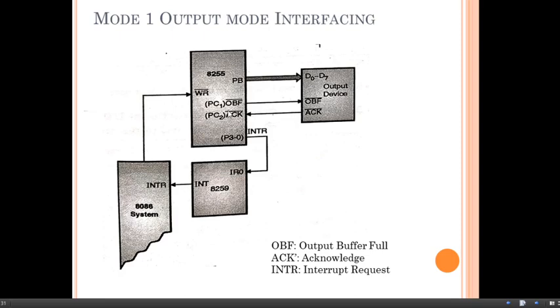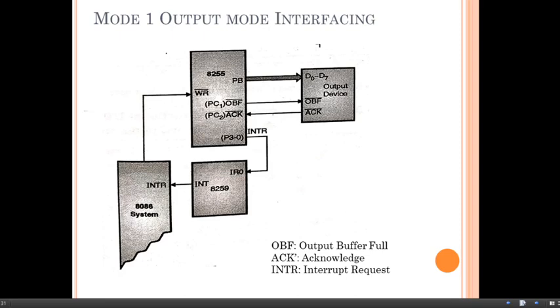The main purpose of the interfacing is to transfer data from the CPU to the output device or this peripheral device. Here the three handshake signals are output buffer full, acknowledge and INTR. If we observe the OBF signal, it is OBF bar, and the acknowledgement signal is acknowledgement bar.